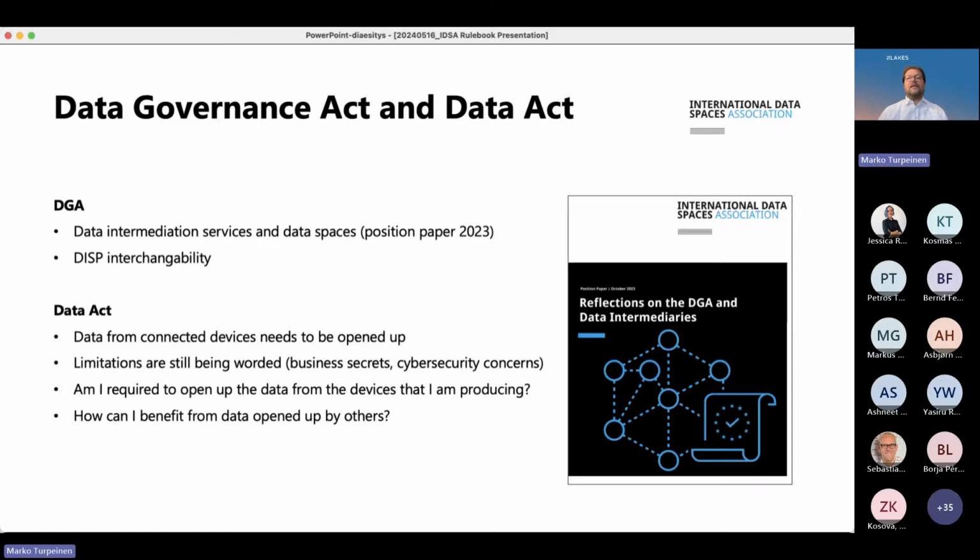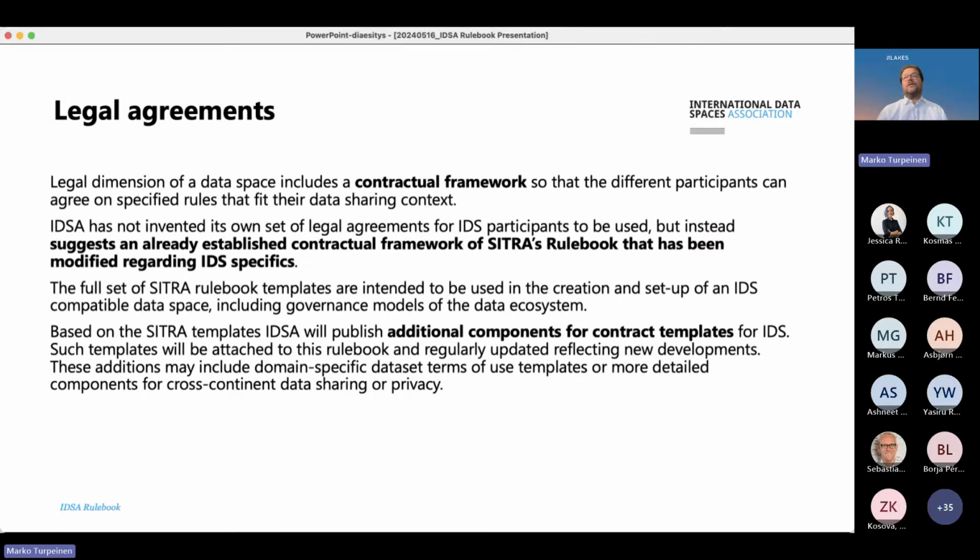And similarly, the Data Act is another one. Now this data from connected devices is being opened up, but what does that mean for the participants in a data space? Should we be somehow more prepared, in general principle, when IoT data is being shared in data spaces? So that is another example where the rulebook, and the Rulebook Working Group, is helping to reflect on the changing regulations.